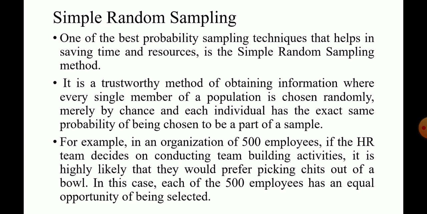In an organization, if there are 500 employees and an HR manager needs to select a team of people for team building activities, he or she will write all the names of the 500 employees, put them into a bowl, and select a few samples from the bowl. So it is done simply by using simple random sampling. It is very easy and simple. It will not consume time and it will give equal chance to the entire population. That is simple random sampling.